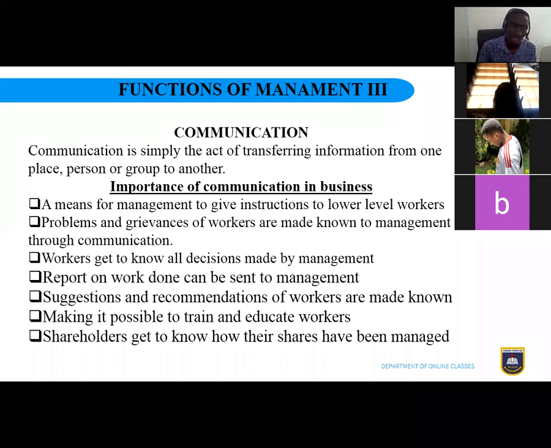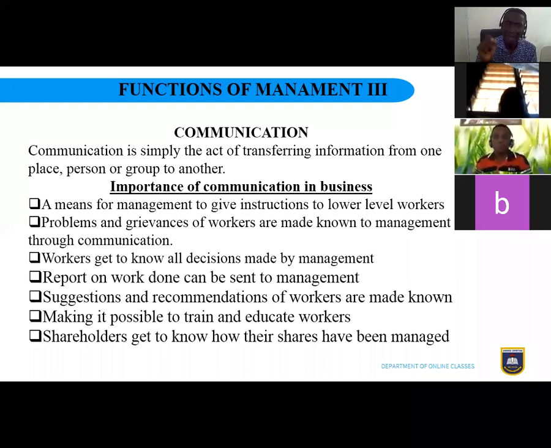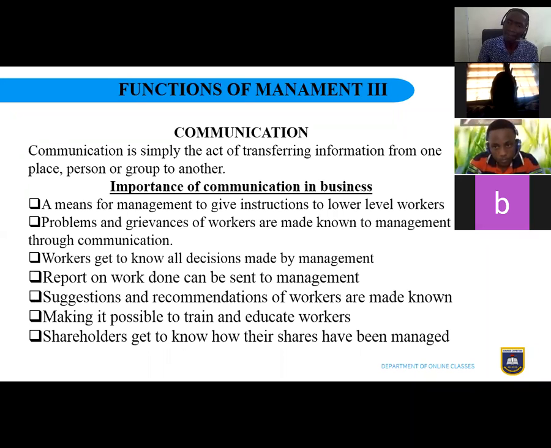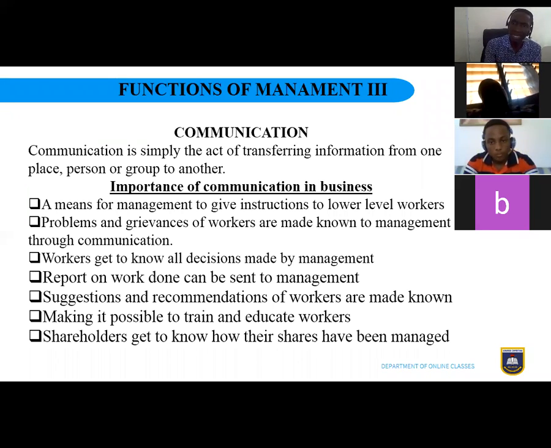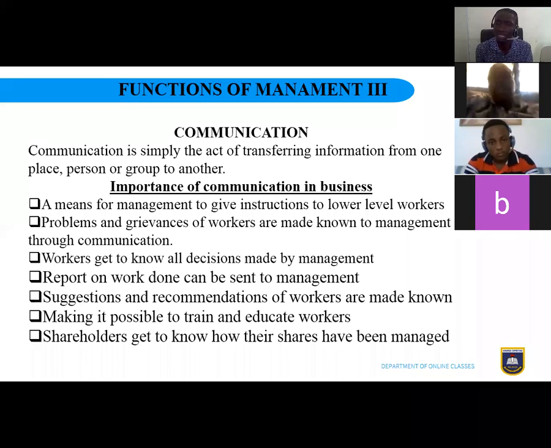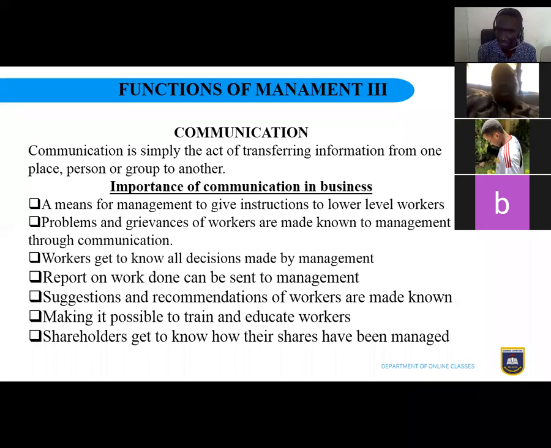That's one of them. Two, problems and grievances of workers are made known to management through communication. Anytime a worker has a problem about his personal life or the job he or she is doing, he has to make sure that this problem is made known to management. The only means through which these problems can be made known so that they can be solved is through a process called communication. For example, if I start this online class and I'm having a technical problem, how do I get the administrator informed? That can only be done through communication.